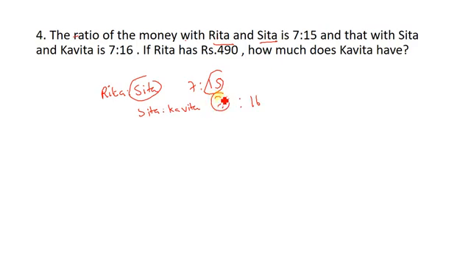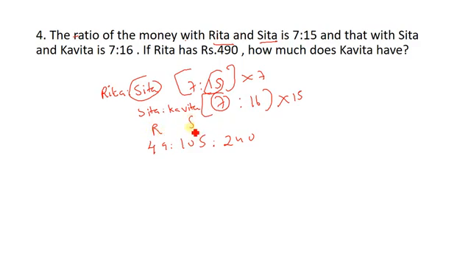Now how can we make this equal? By multiplying this part with 7 and multiplying this part with the ratio of Sita with respect to Rita, that is 15. Okay, so in this way we can make ratios equal. Now 7 sevens will be 49, 15 into 7 will be 105 and 16 into 15 will be 240. That means ratio of Rita, Sita and Kavita is 49, 105 and 240.